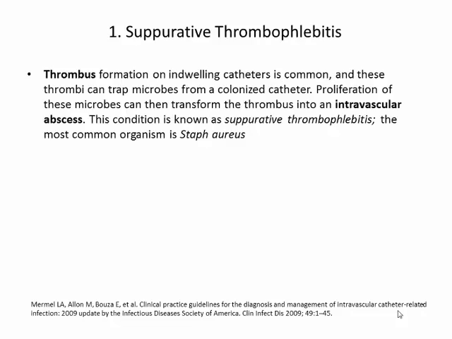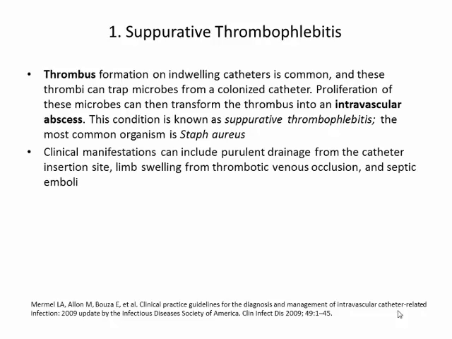So thrombus formation is common, and these can trap microbes, and proliferation of these can actually transform the thrombus into an intravascular abscess. That's what is known as suppurative thrombophlebitis. The most common organism being staph. You can have clinical manifestations like purulent drainage, limb swelling. Many times we see this, and actually septic emboli.